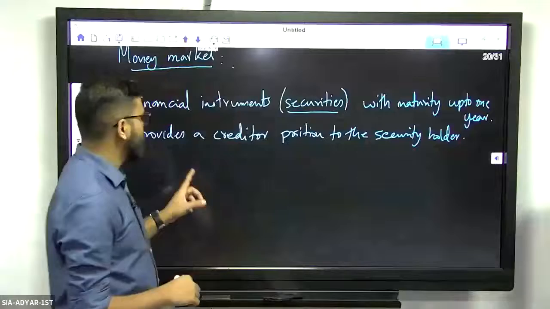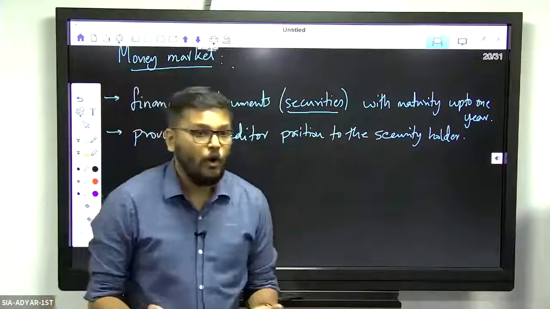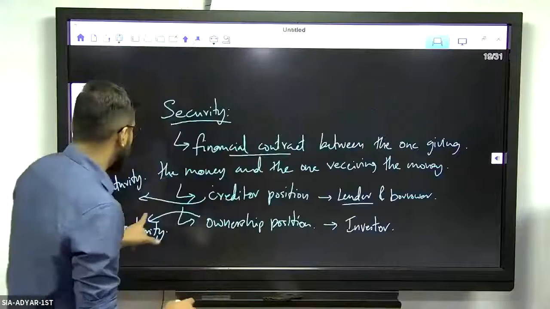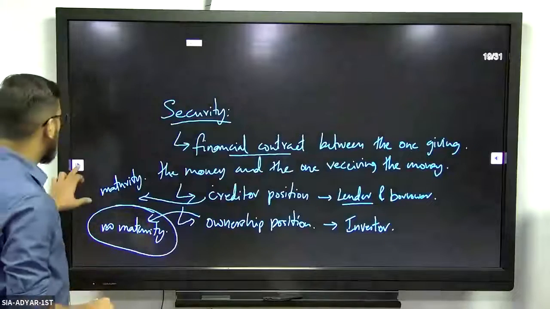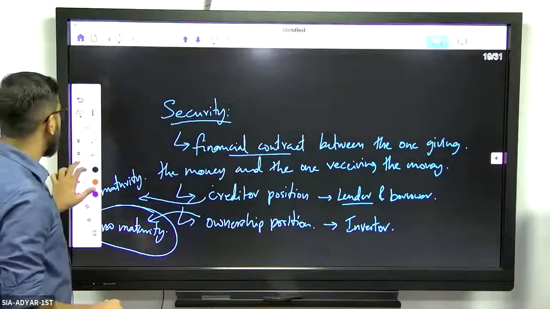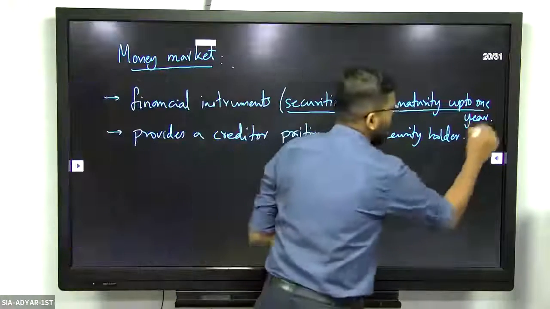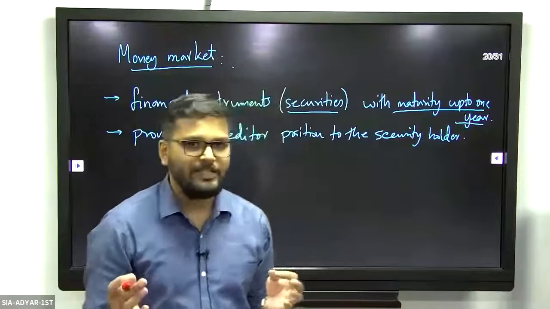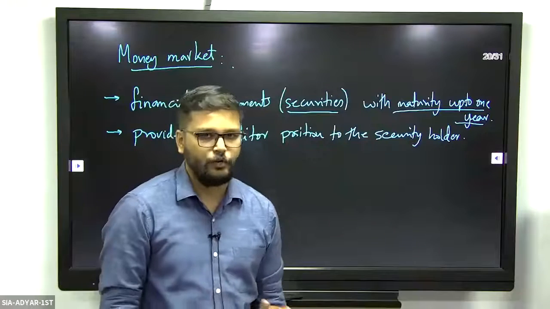Okay, so that's an introduction to security. It provides a creditor position to the security holder. Why do I say only creditor position? Why no ownership position? Because I clearly said if it's an ownership position, there is no maturity. But with respect to money market, I clearly told you there is a maturity of 1 year. If there is a definite maturity, then it cannot be an ownership position, which means in a money market, there are no shares sold.